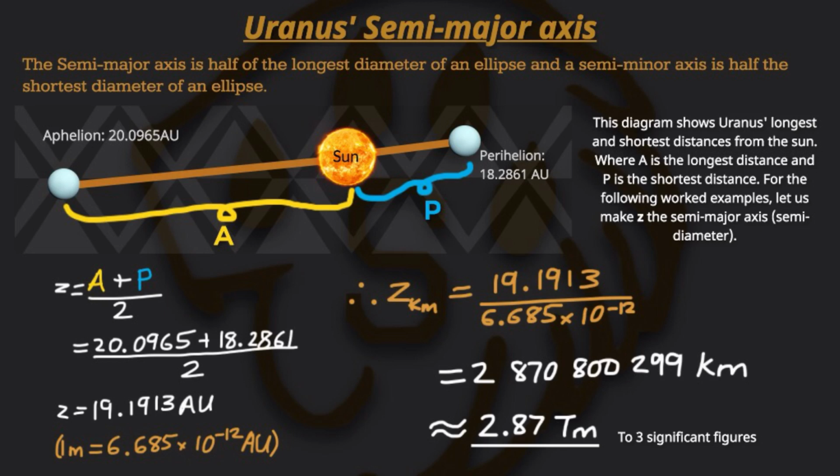So you can use the same conversion rate to find the aphelion and the perihelion in terms of meters. So you just divide like what we did where it says z subscript km, which is z in kilometers. You do the same thing and then you get your meters for the perihelion and the aphelion.